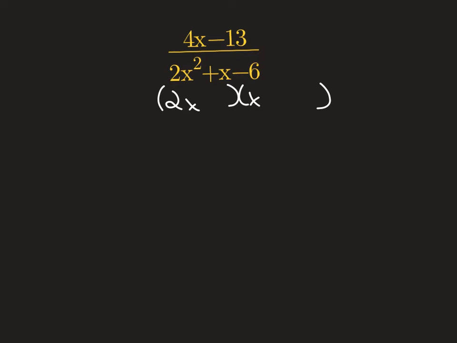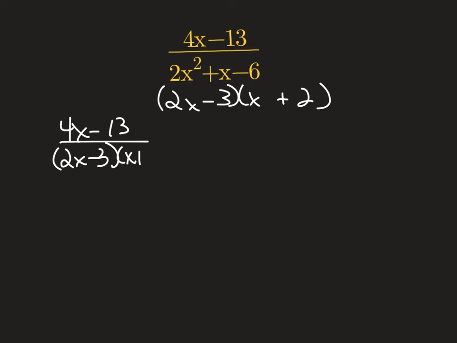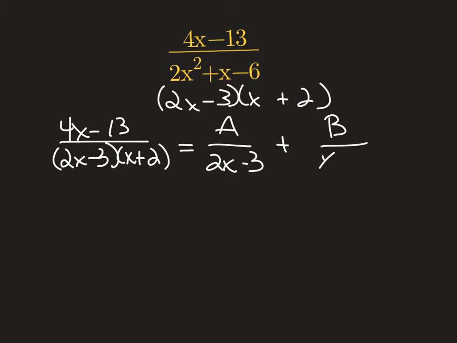I'm going to say that's going to be a +3 here. Nope, it's going to be a +2 there, and a -3 there. That's going to be my two factors. So on this side, I'm going to have 4x minus 13 over 2x minus 3 times x plus 2. That's exactly where I was last time. I'm going to say it equals a over the first factor plus b over the second factor.